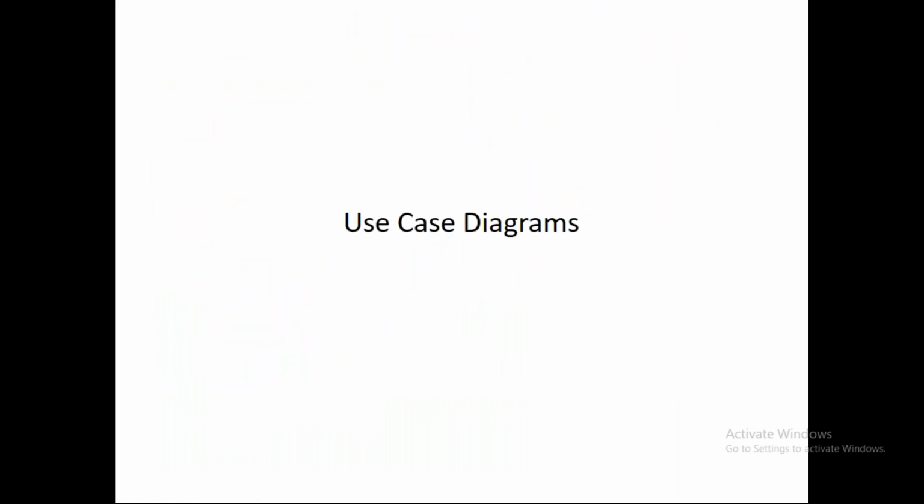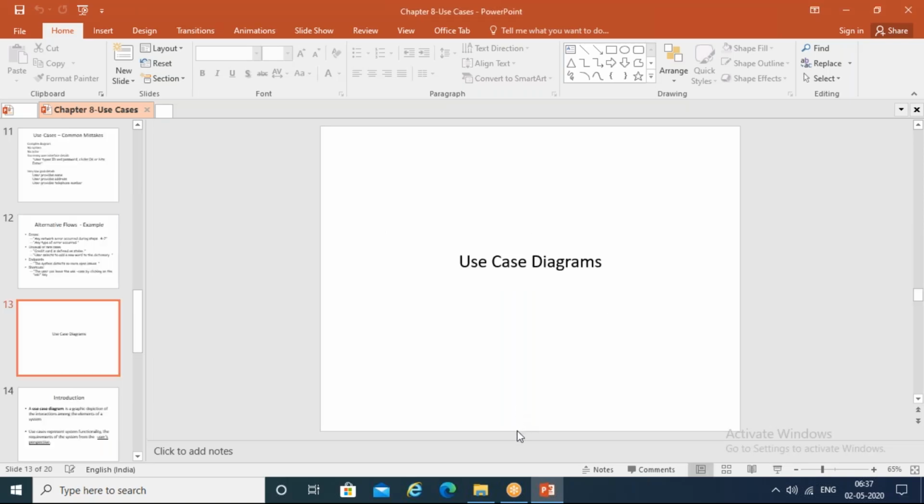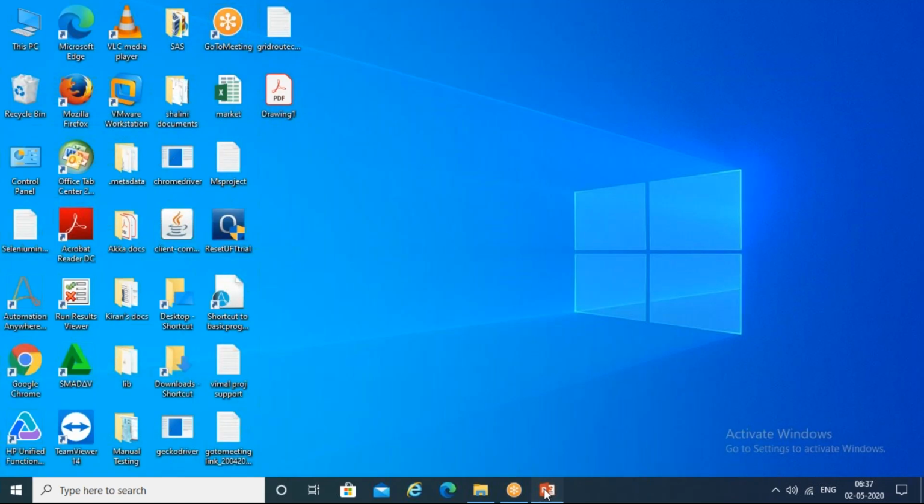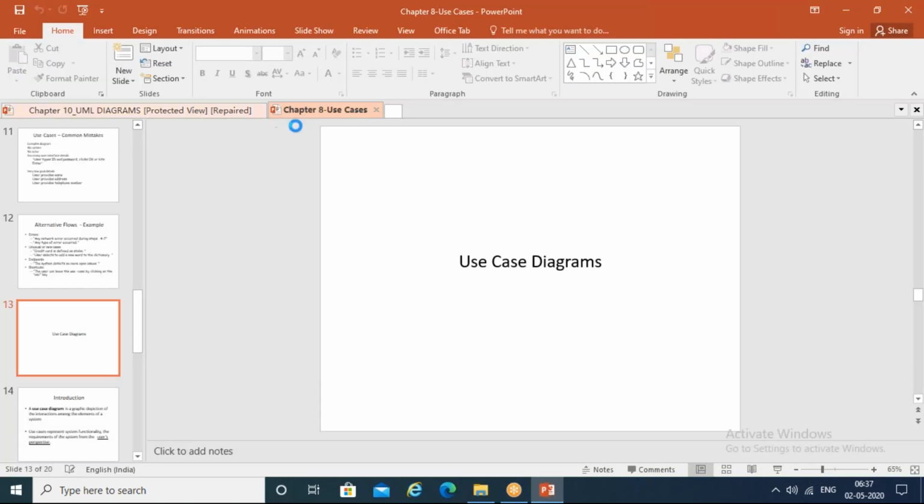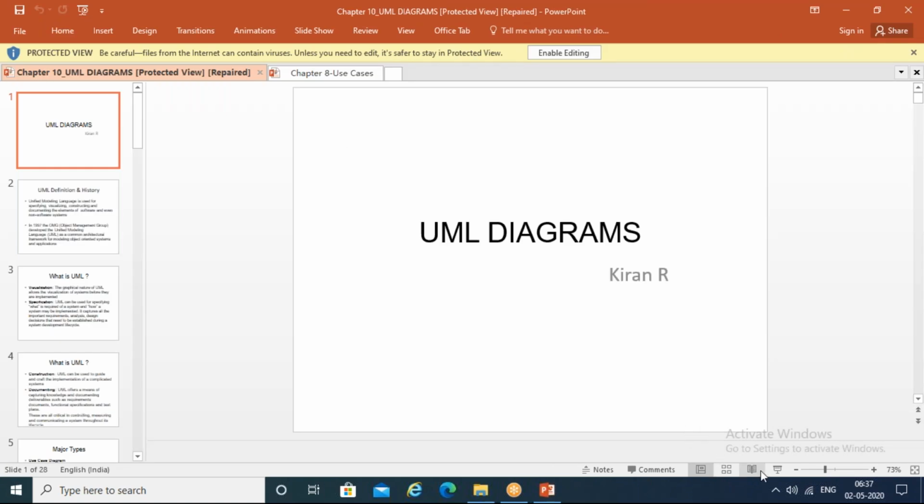So that's about the use case, and followed by that we have something called use case diagrams. Before we start use case diagrams, we will talk about something called UML diagrams. UML stands for Unified Modeling Language, a diagrammatic language used in software development activity. There is a set of diagrams that we use in the software development activity.